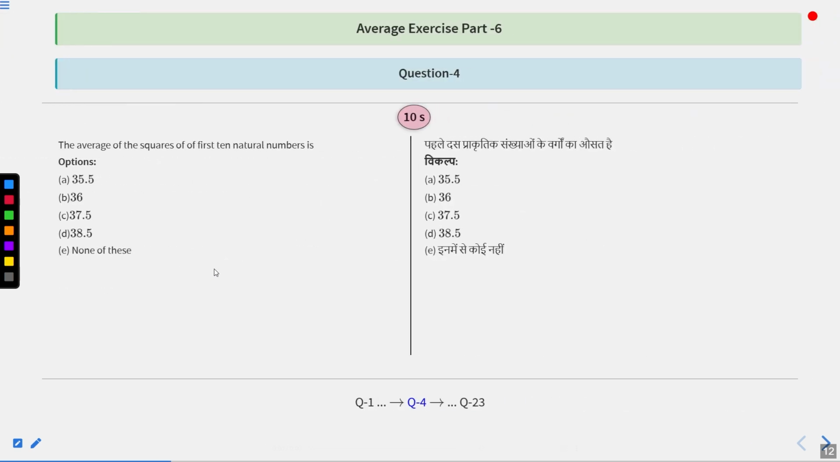Next one. The average of the squares of the first 10 natural numbers is. You have 5 options and 10 seconds to analyze the question. Your time starts now.